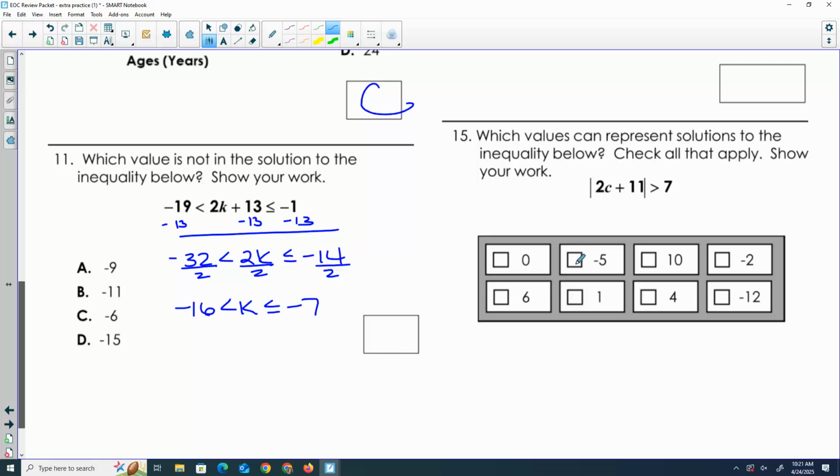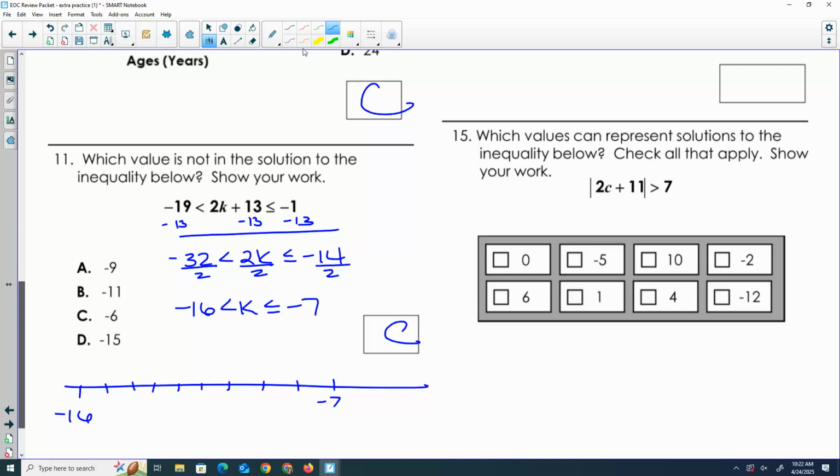So looking at your list, can you tell me which number is not between negative 16 and negative 7? Let's see. Negative 6. So if you think about a number line, here's negative 7, 8, 9, 10, 11, 12, 13, 14, 15, 16.